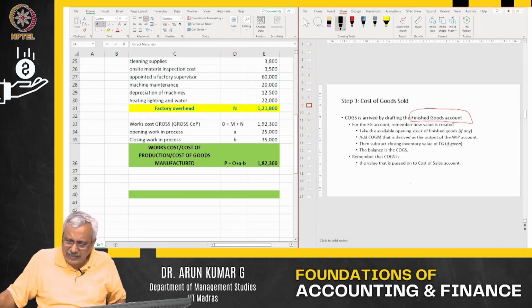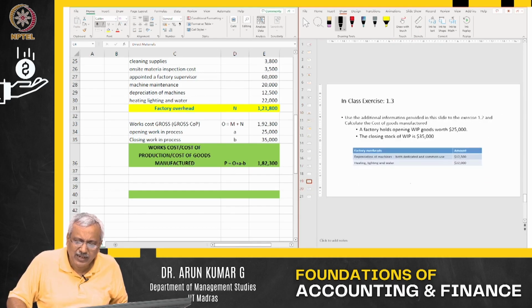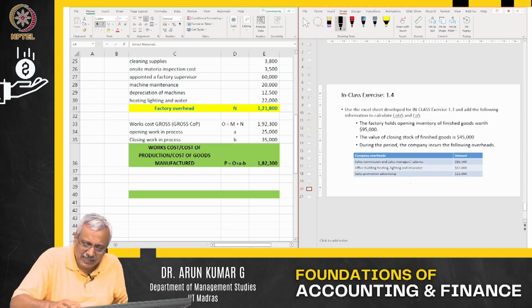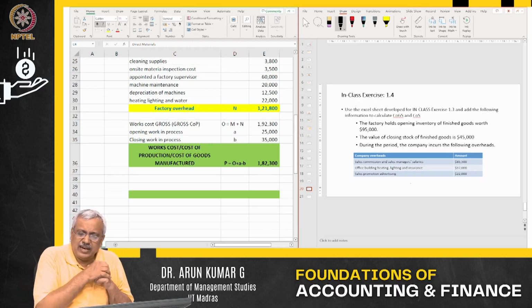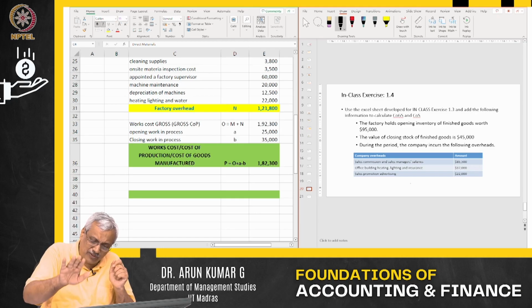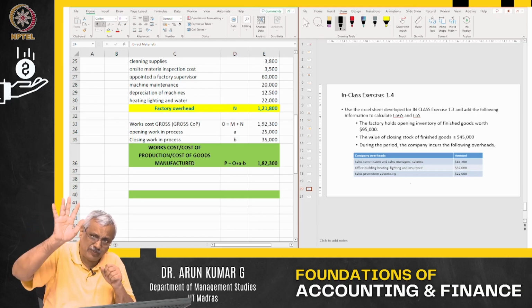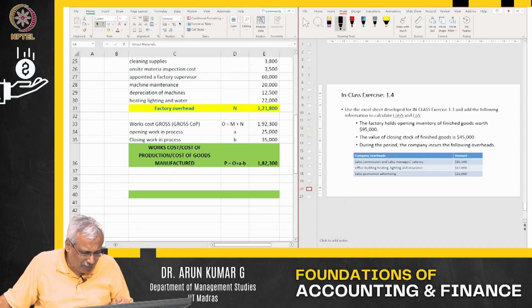So, let me take up the next number in this exercise. The next number is very clear here. In class exercise 3.1.3, the factory holds an opening inventory of finished goods worth about 95,000 rupees. Cost of goods sold and cost of sale. We are not worried about cost of sale. We will worry only about cost of goods sold now. We will come to cost of sale in a few minutes from now.